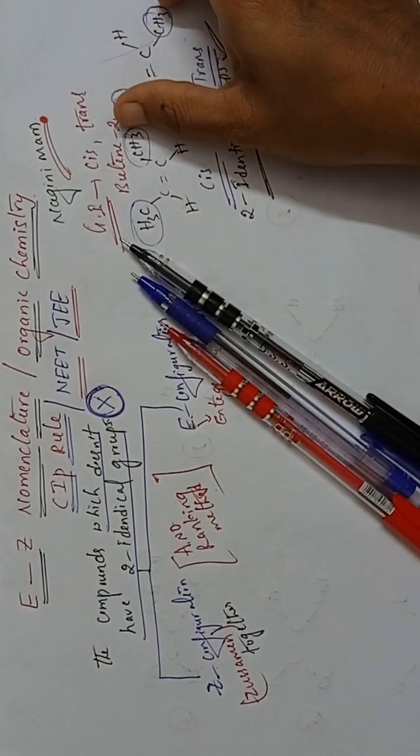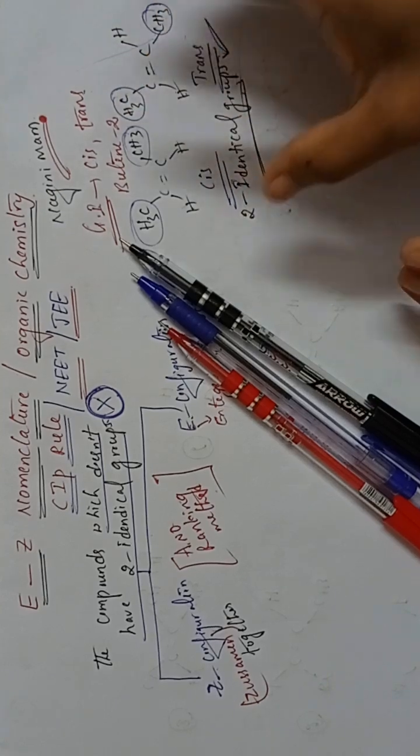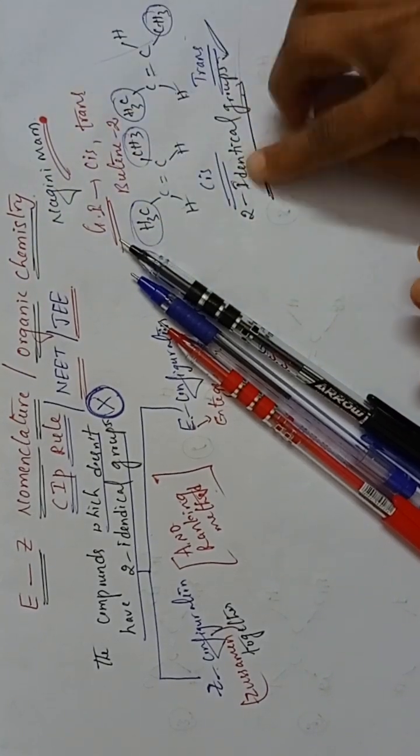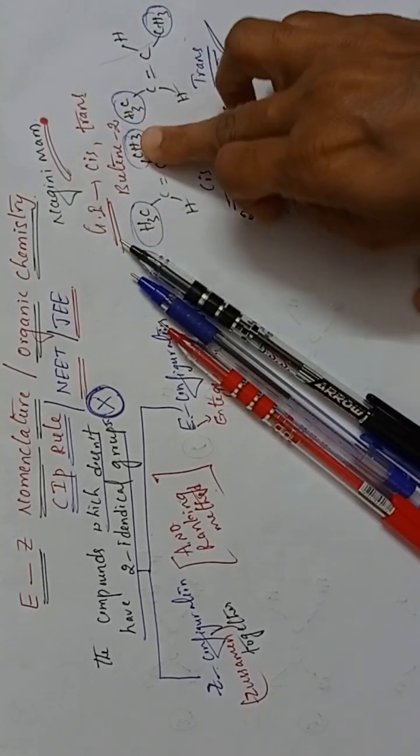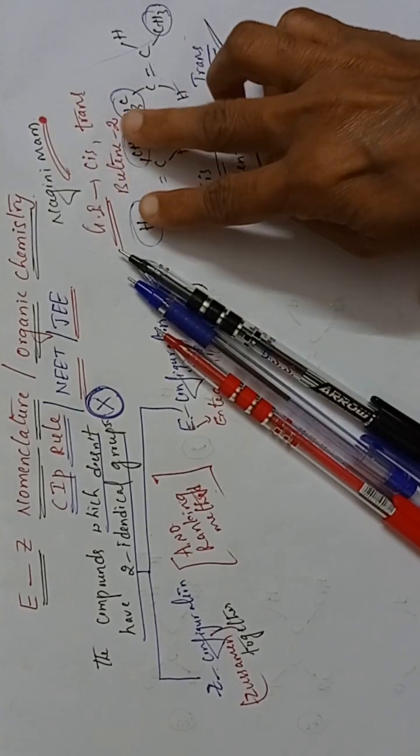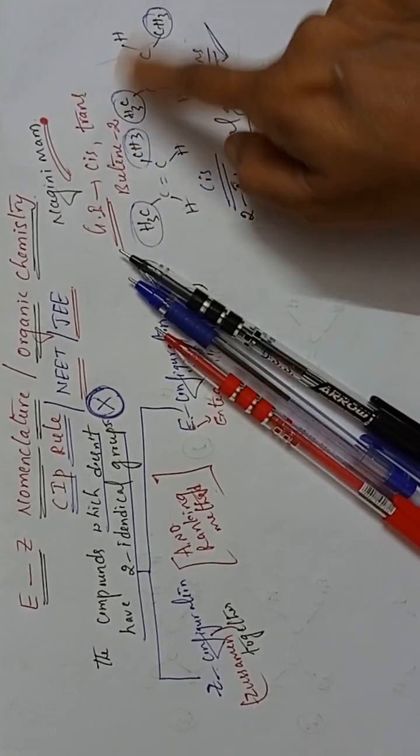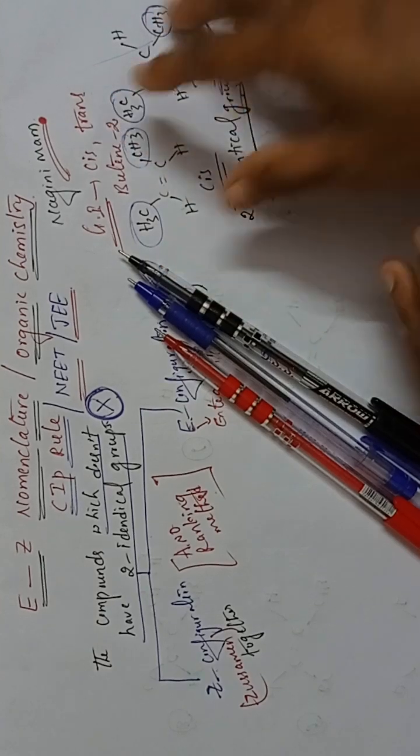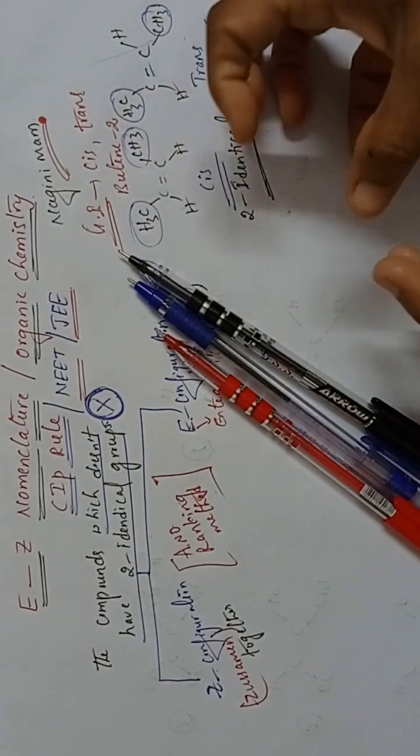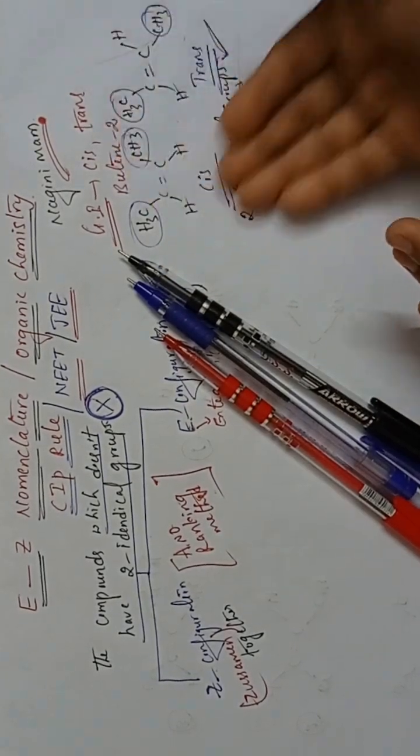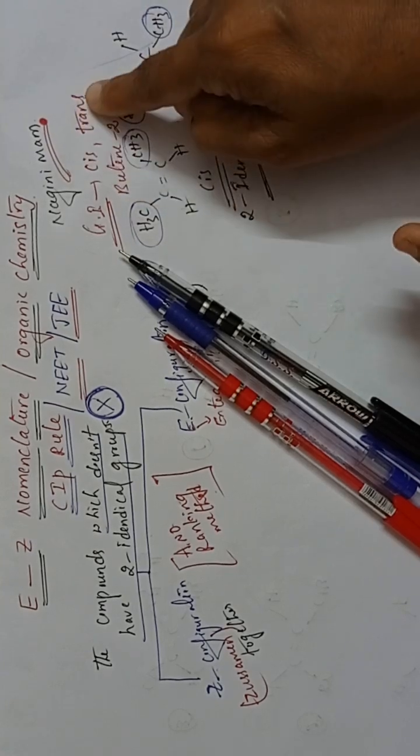This is the cis form, this is the trans form. These compounds have two identical groups, CH3 CH3. This compound has two identical atoms, hydrogen hydrogen. Here also CH3 CH3, two identical groups are there. So the compounds which have two identical groups are classified into two types, cis and trans.